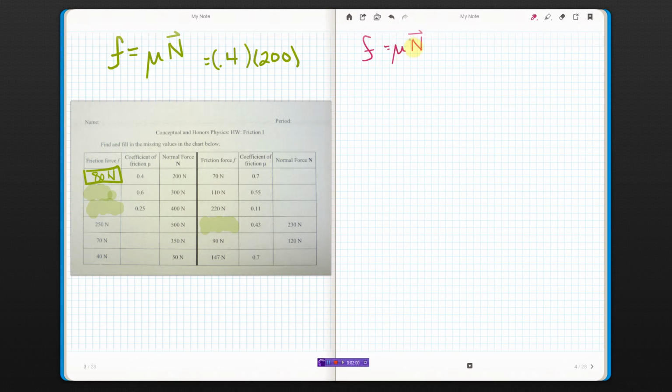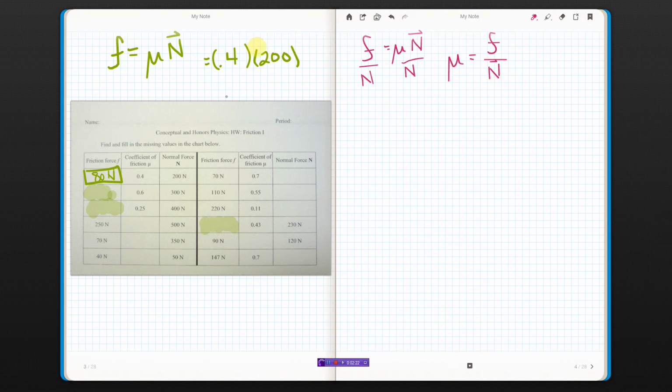Okay. I want mu, so I'm going to get it by itself by dividing both sides by the normal force, in which case mu equals the frictional force divided by the normal force. Notice these are both forces, both in newtons, so that means the newtons are going to cancel, and so mu is actually unitless. It's just a number.